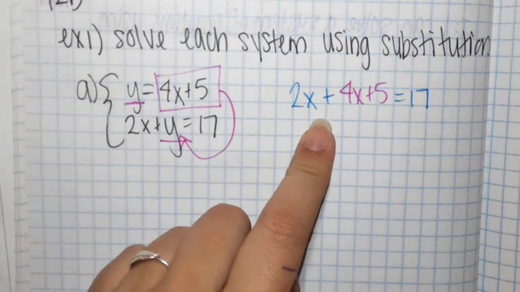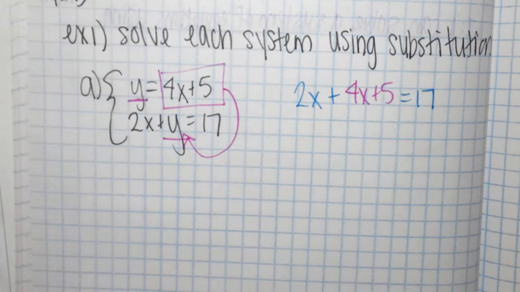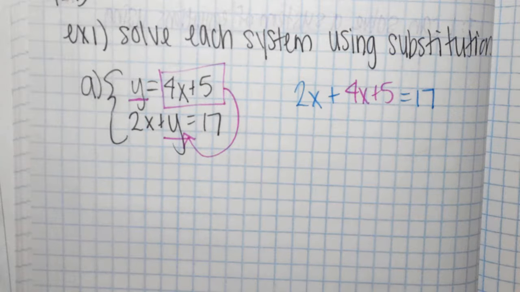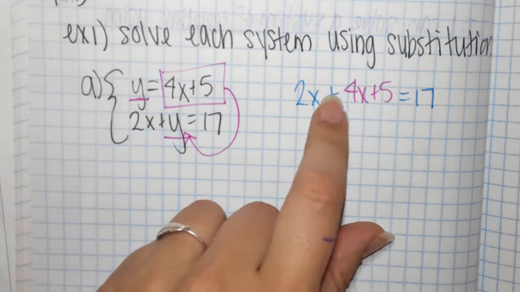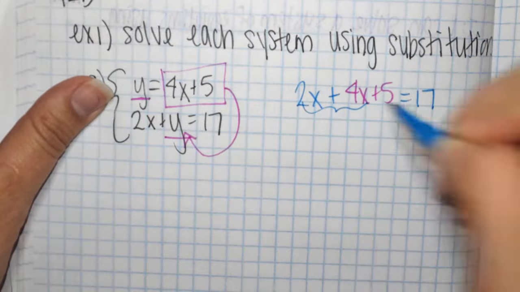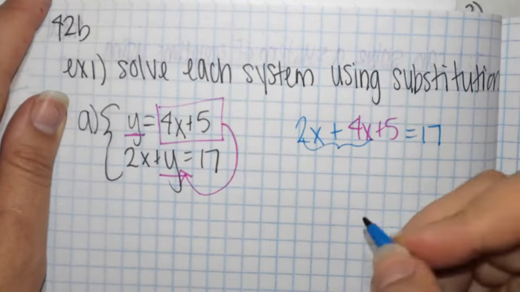Alright, Allie, can you tell me what to do from here? Do we have to distribute this time? No, because we don't have anything beside the y, right? We don't have any parentheses. So what do I do if I don't distribute? We can add the variables together. Take a point. Combine like terms. So we do 2x plus 4x, and we get 6x. Take a point, Mackenzie.